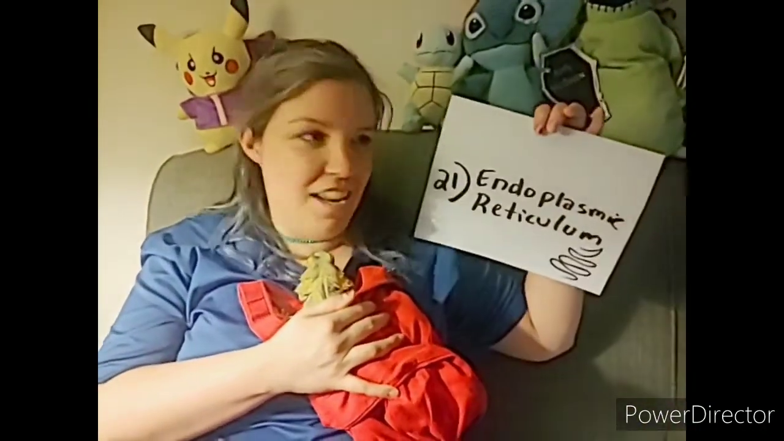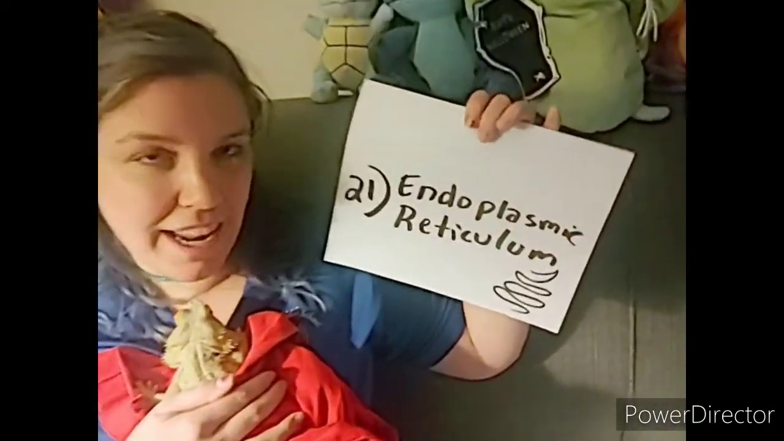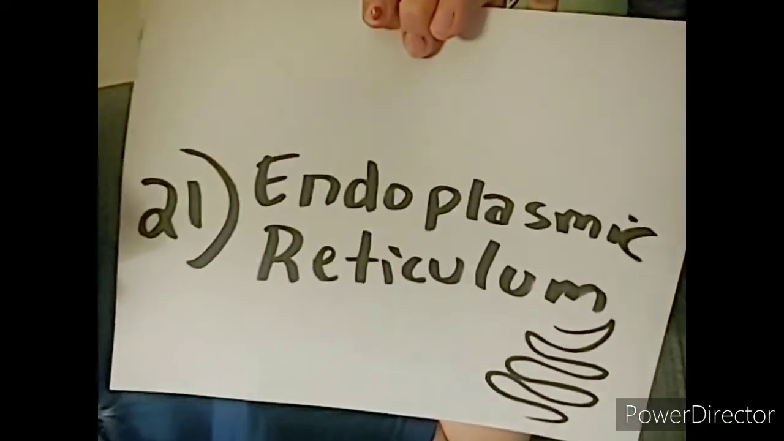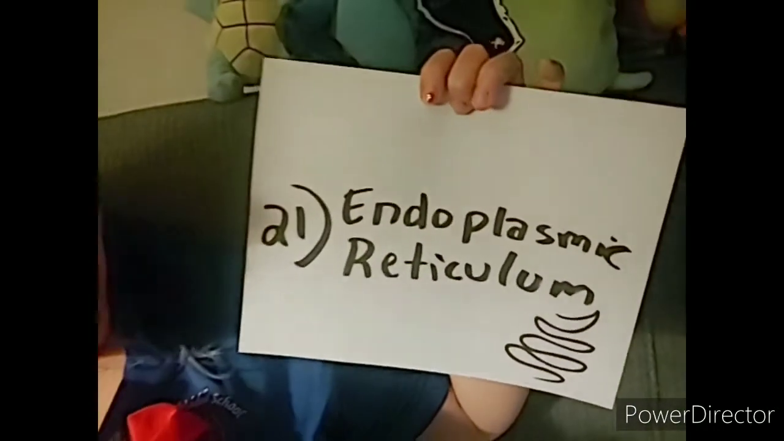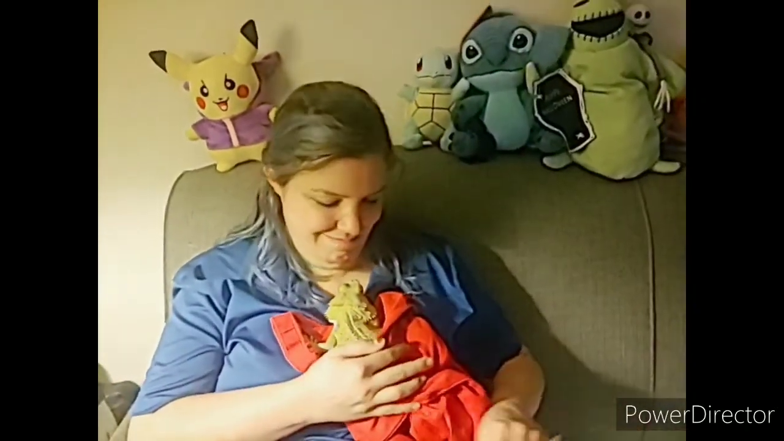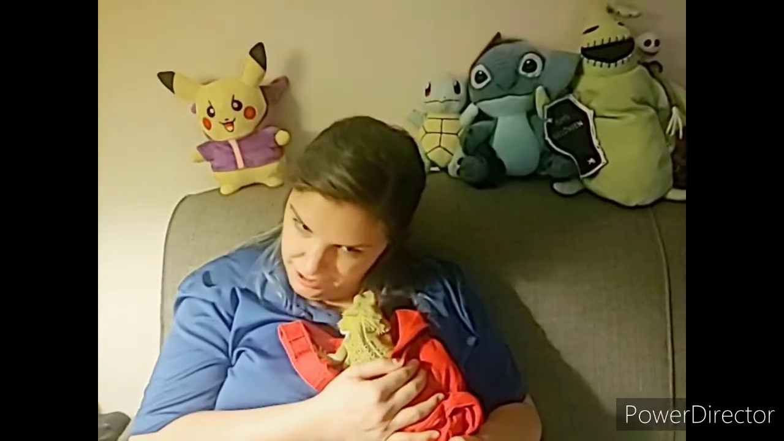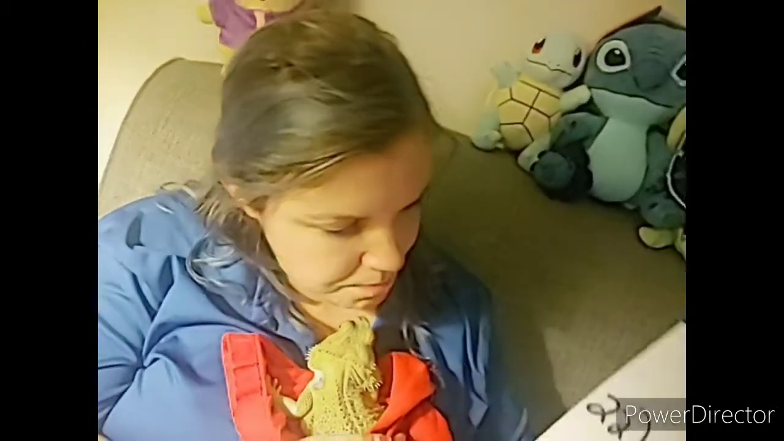Our next word is endoplasmic reticulum. All you really need to know right now about this is that it helps transport things around the cell. There are two kinds of endoplasmic reticulum, and you'll learn about those in 9th grade. Right, Eli? Yeah, there's smooth ER and rough ER. You're so smart, Eli. Eli graduated from 9th grade biology.